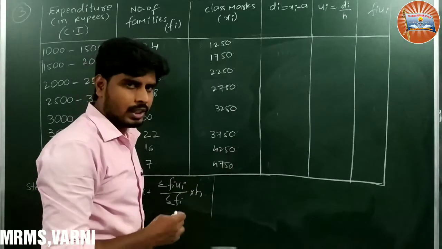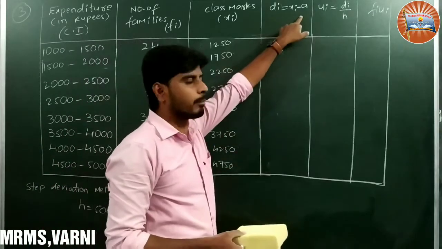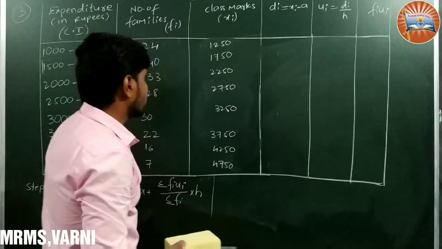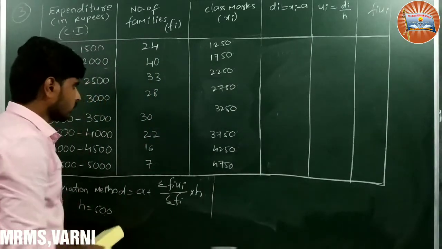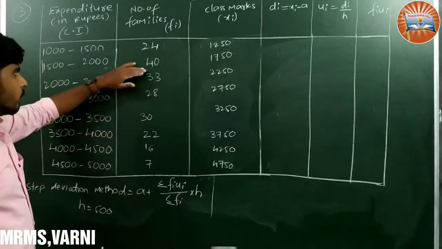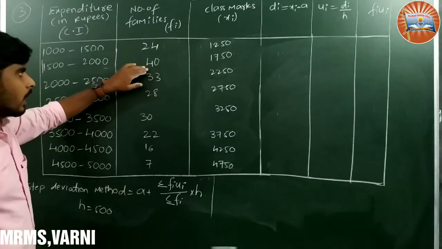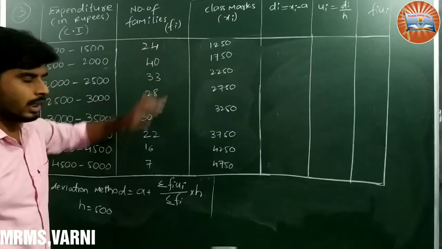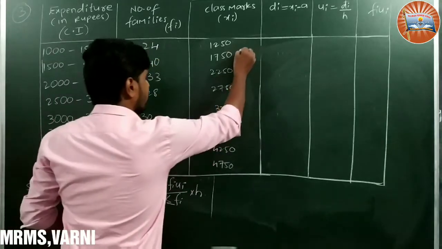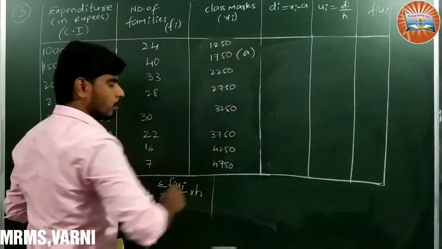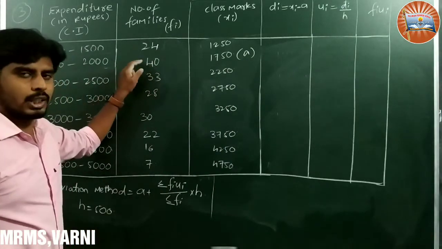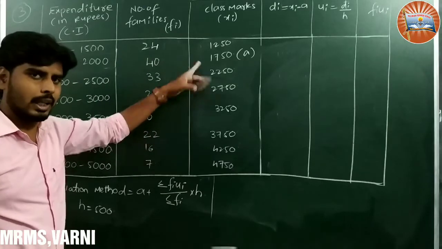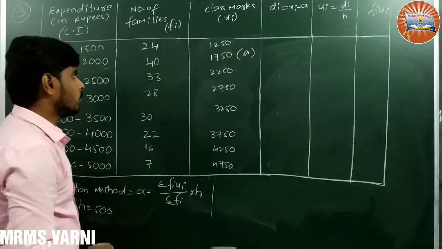Di is nothing but deviation. What is the formula? Xi minus A. So what is the A value here? Look here, this 40 is the highest frequency. The highest frequency class mark is our required A. A is nothing but the assumed mean. How do we choose that? Taking the highest frequency class mark as our A.